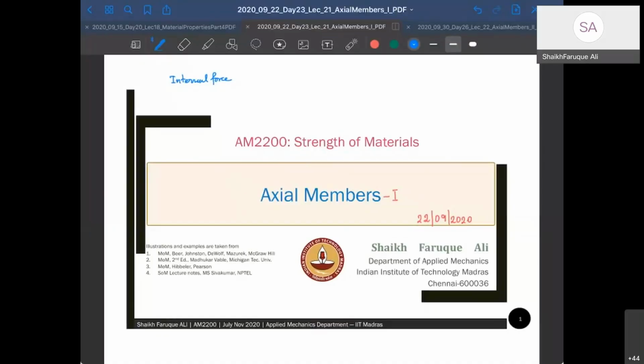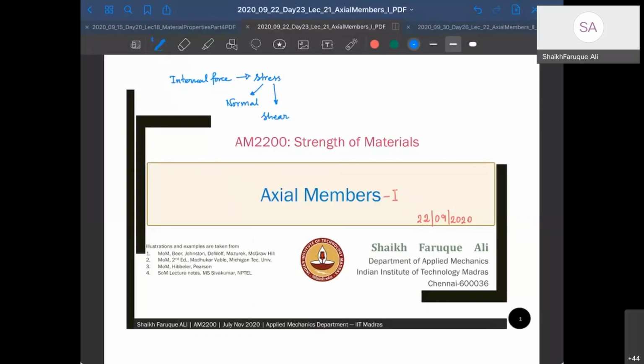about internal forces, and then from that we learned about how to get stresses, and we found out there are two types of stress that are more important. That is, one is normal stress that we need to find out, and the other one is shear stress, right? This is what we learned.